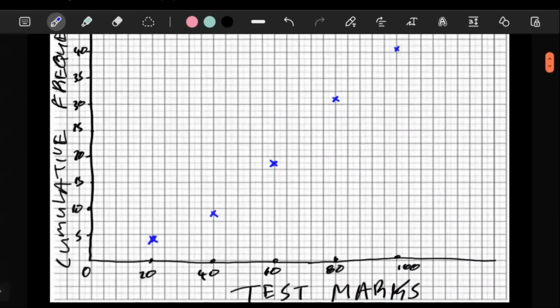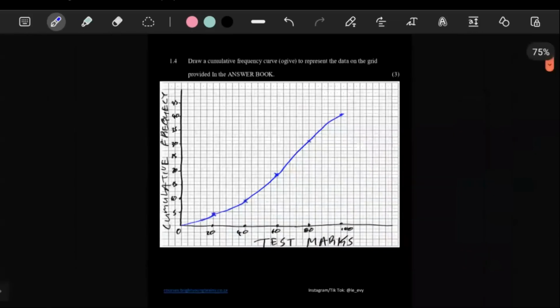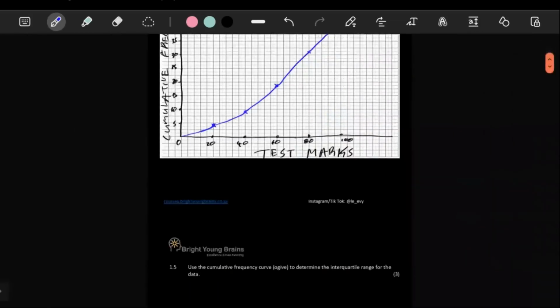So this, your ogive, right? You want to make sure that it is somewhat grounded. When I say grounded, I mean you just make sure that it follows a curve. You can see it's going down here like that, so you want to make it just follow that trend. So yeah, this is your ogive. You're gonna get your marks. Moving on to the next question.